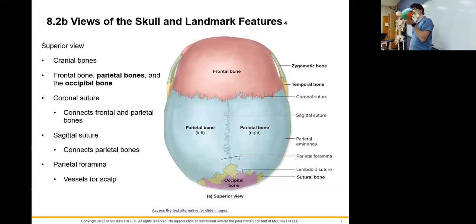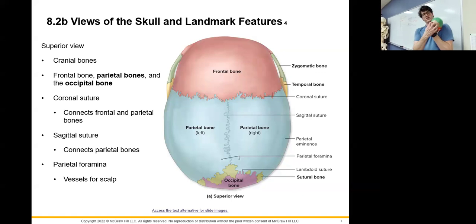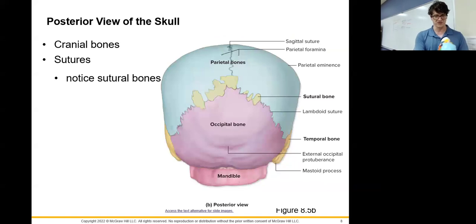Okay. Now, as we move more posterior, we get to this bone here. This is our occipital bone. Now, the occipital bone is going to form the back and, importantly, the bottom of your skull. Okay. So the back and bottom is going to be the occipital bone. The side is going to be our temporal bone.